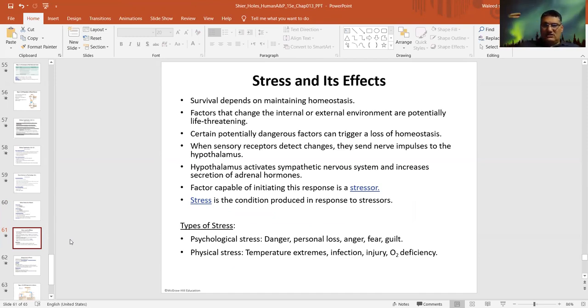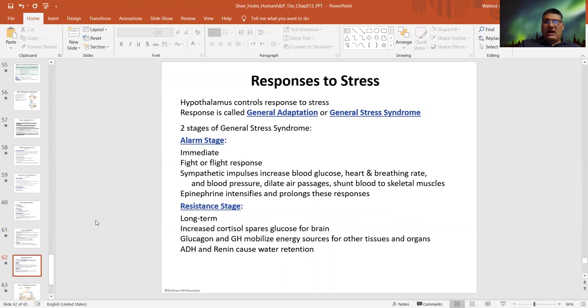Stress, if you are stressed, you're going to secrete different secretions, but it depends on the magnitude of the stress and how long. Stress can be physical, psychological, can be either this or that. But what's going to happen is something that's called the general adaptation or general stress syndrome. Here's what's happening. Imagine that you are in a fight. Somebody's fighting you.